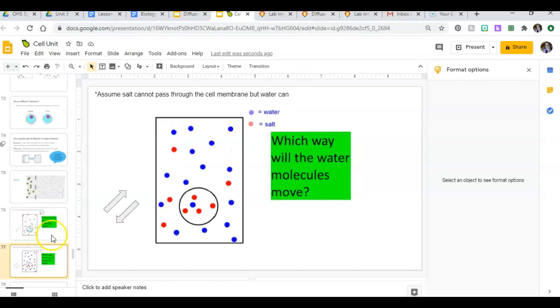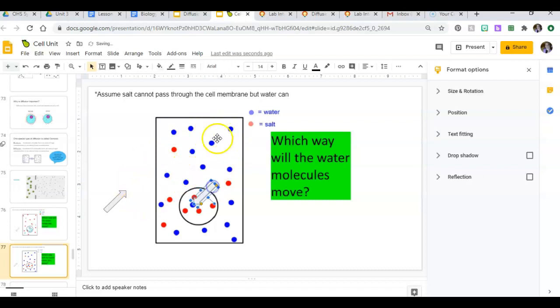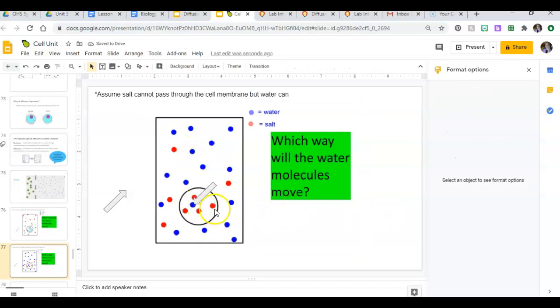Let's do another example. Again, we've got water and salt. Water is blue, salt is red, okay? So it just asks us where the water molecules will move. It doesn't ask about salt, okay? So we just have to look at water. Where is there more water? Is there more water inside the cell or outside the cell? There's more water outside the cell, right? So outside the cell is a high concentration. So it's going to go from high, from where there's a lot to where there's a little, because it wants to get to equilibrium. All right.